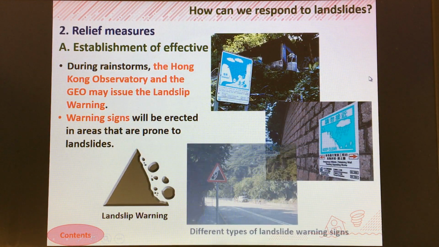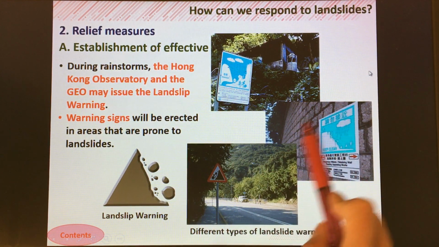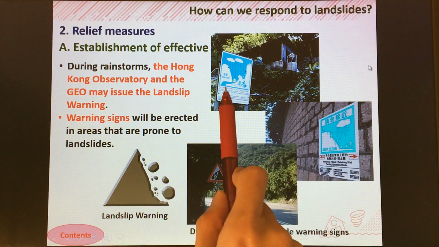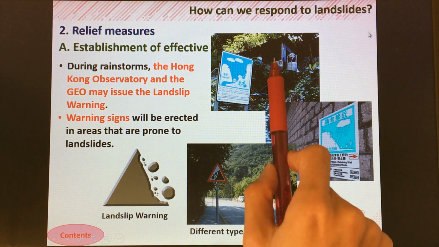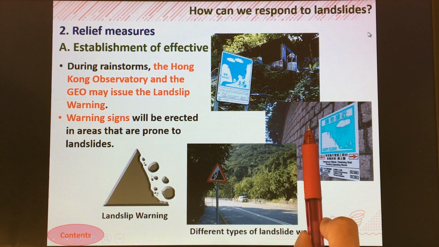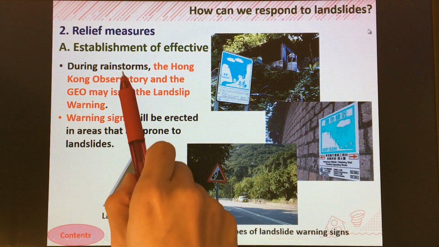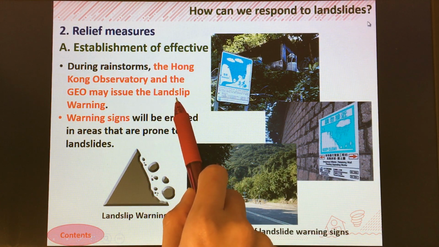So they have some signs that we put on the retaining wall or at some steep slopes to tell people, and also the drivers, that they need to stay away from this kind of steep slope, because the slope or the retaining wall may have a chance of landslide during a rainstorm. Here is the symbol of the landslide warning.